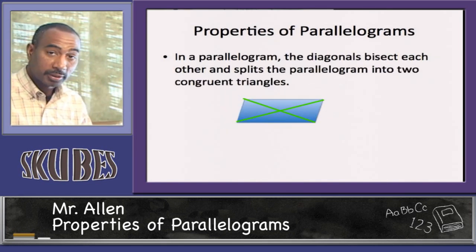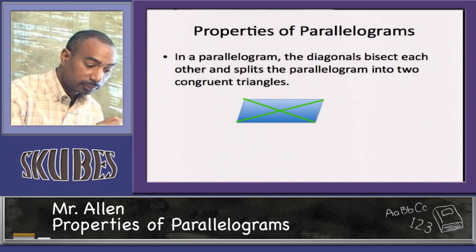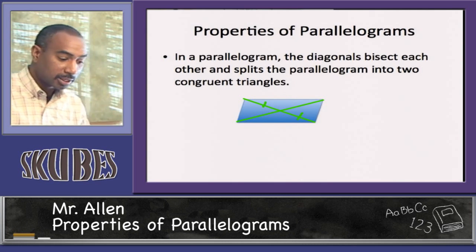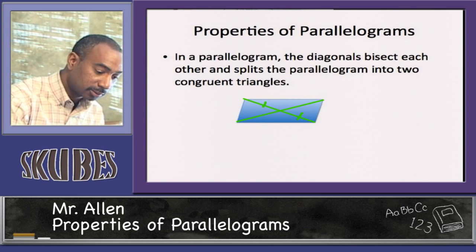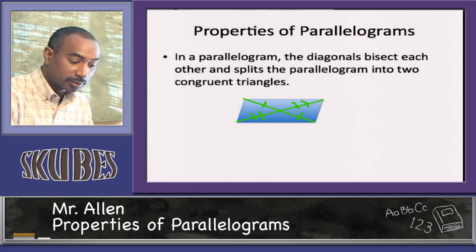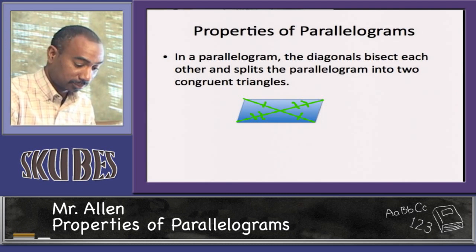All right, in the parallelogram, the diagonals bisect each other and split the parallelogram into two congruent triangles. So that means that these two segments have to be equal to each other. And that means that these two segments must have the same length. The opposite triangles are the same triangle. And we'll get into that in another lesson.